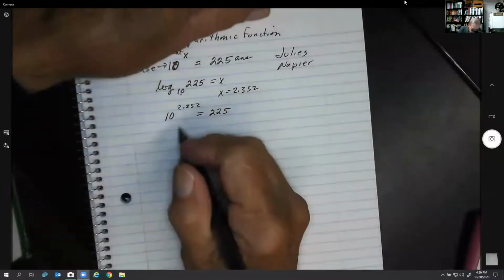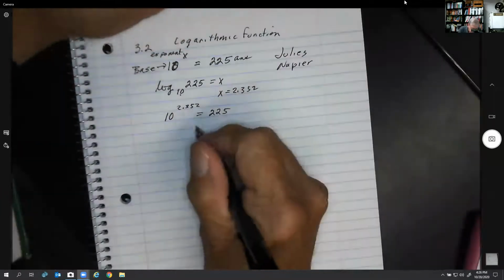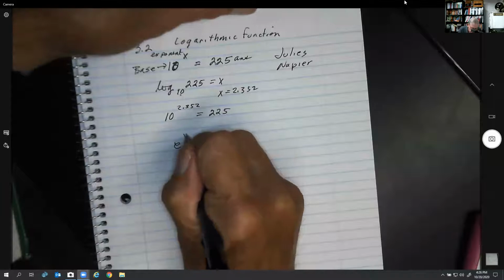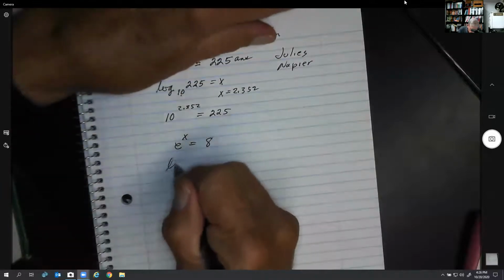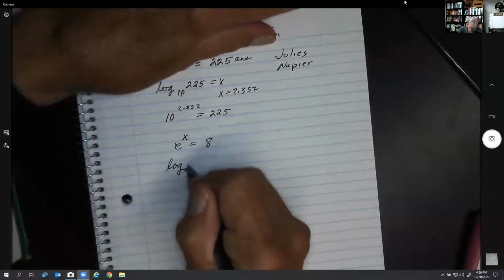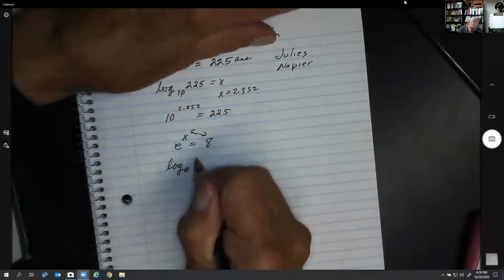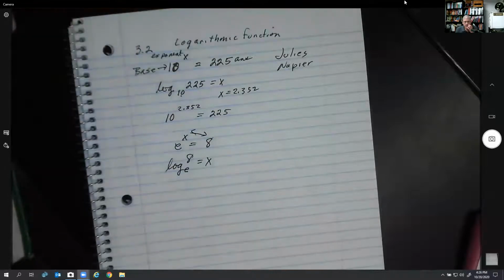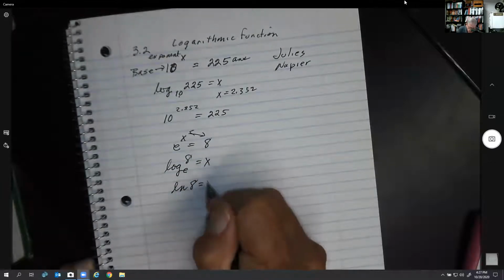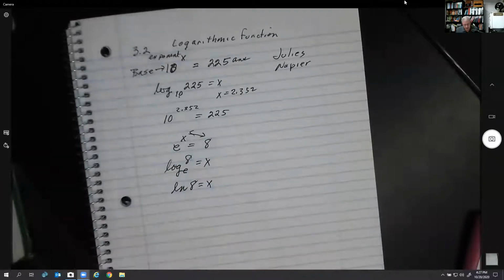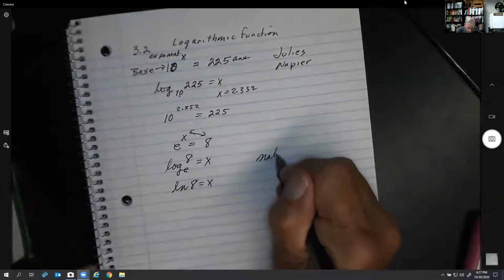We can also work in base e. Suppose we had e to the x equals 8. And we want to figure out what we were raising e to. So we would say log base e, the base drops, and then we switch. 8 equals x. But log base e has its own unique thing. We usually don't write log base e. We usually write natural log 8 equals x. It means the same thing, just written differently. So this is called a natural log.